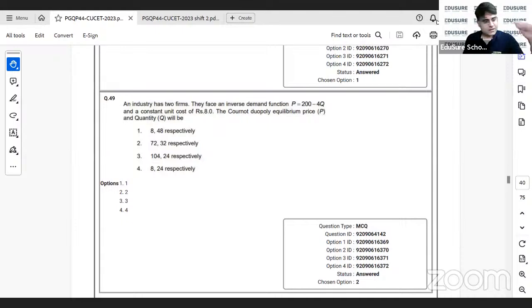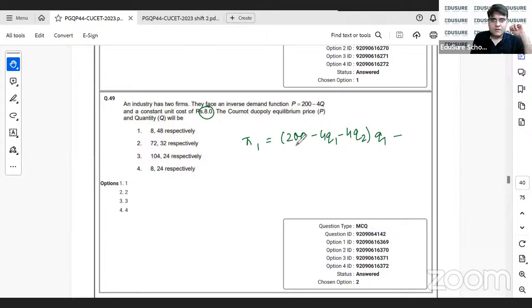CUET 2023 question number 49. An industry has two firms. They face an inverse demand function, this is the inverse demand function, and a constant unit cost of 8. The Cournot duopoly equilibrium P and Q here will be what? So basically the profit of the first firm is 200 minus 4Q1 minus 4Q2 into Q1, minus a constant unit cost of 8, so 8Q1.